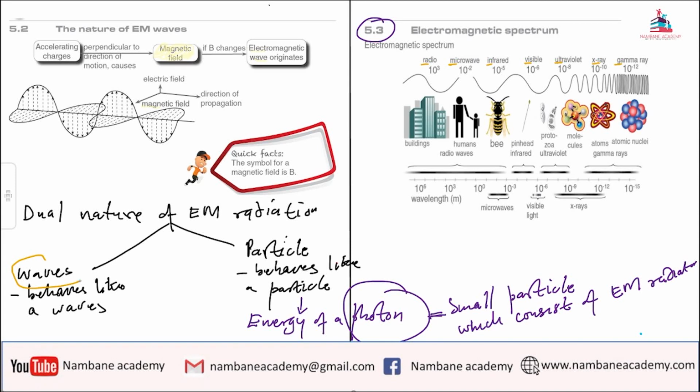Remember, it behaves as a wave, and it behaves as a particle. That dual nature of electromagnetic radiation allows us to treat it as a wave and also as a particle. That nature makes it possible for it to function according to all the functions that we are going to look into.